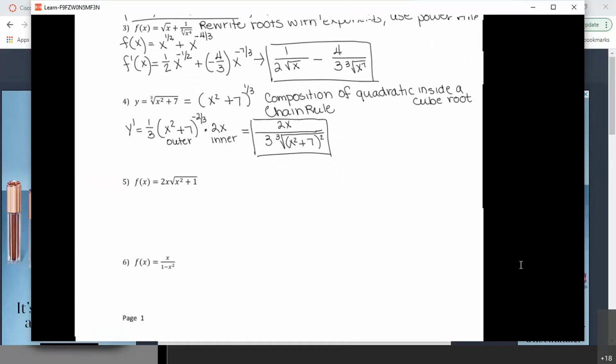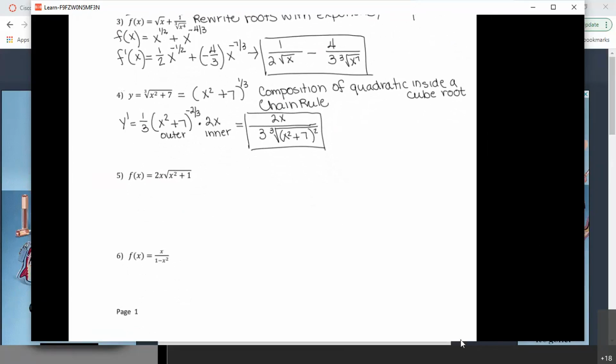So if I take a look at number 5, what is the shape of number 5's f of x? I'm asking you a question. What is the shape of number 5's f of x? What have you got here? Feel free, just answer or put it in the chat. What do you see here? Anybody have any ideas?